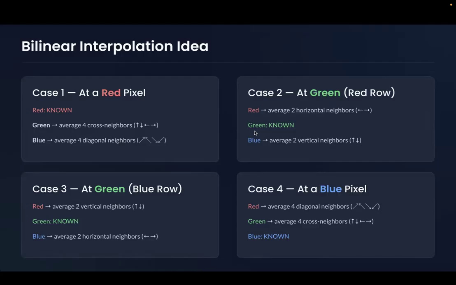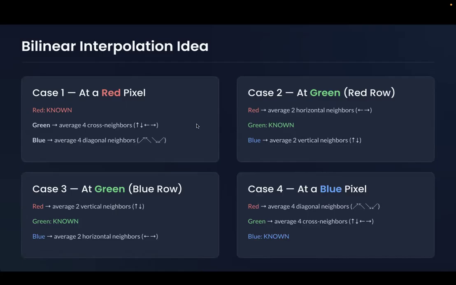So how do we fill in those missing colors? The idea behind bilinear interpolation is simple. For each pixel, we already know one channel, the one our filter measured. To estimate the other two, we look at the nearest neighboring pixels that have those colors and we average them. Because the Bayer pattern has four different pixel types, we have four cases.